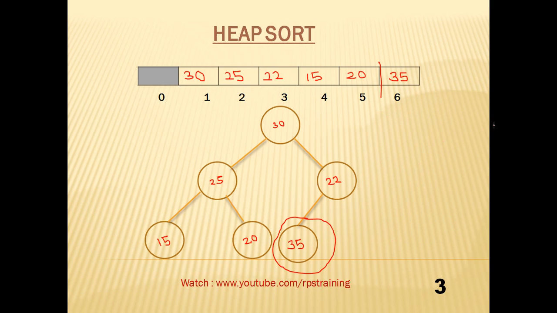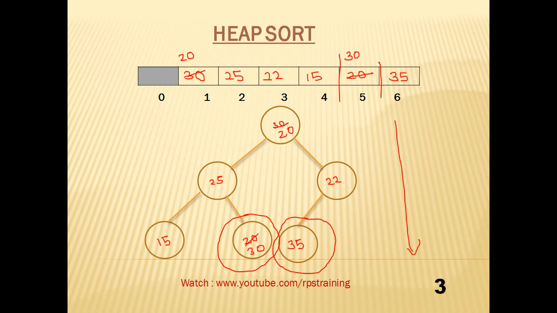Okay, again heapify. Interchange the root item with the second last, that is 30 and 20. It will be 20 and it will be 30. This is the eliminated item here. It will be eliminated, and again heapify this from top to bottom.